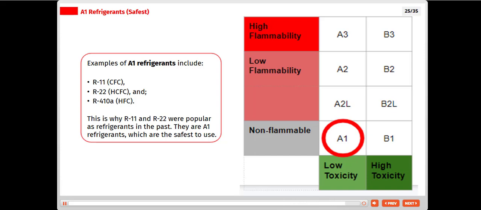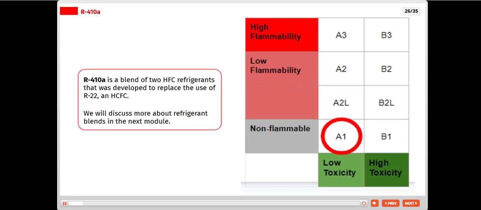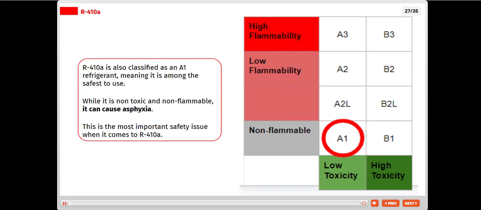R410A is a blend of two HFC refrigerants that was developed to replace the use of R22 and HCFC. We will discuss more about refrigerant blends in the next module. R410A is also classified as an A1 refrigerant, meaning it is among the safest to use. While it is non-toxic and non-flammable, it can cause asphyxia. This is the most important safety issue when it comes to R410A.